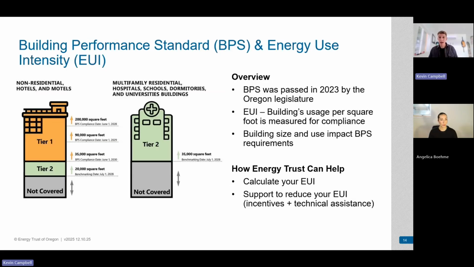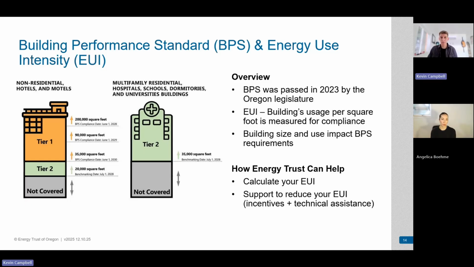So the state of Oregon passed a building performance standard in 2023, and the building performance standard uses a building energy use intensity, or EUI, as a means to measure how well a building is performing relative to a benchmark, which they call an EUI target. Many buildings throughout the state of Oregon will need to demonstrate compliance with their EUI target by the required compliance date, which ranges from June 1st of 2028 through June 1st of 2030. I should also add that an EUI is just the energy use per square foot for a building, taking into account both electricity and natural gas use.